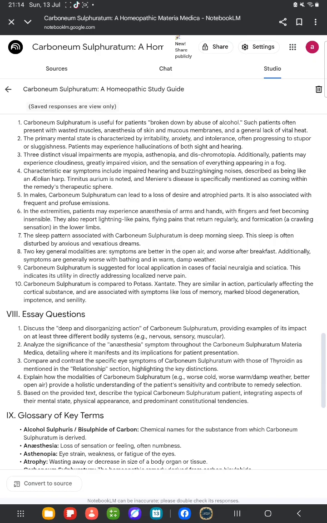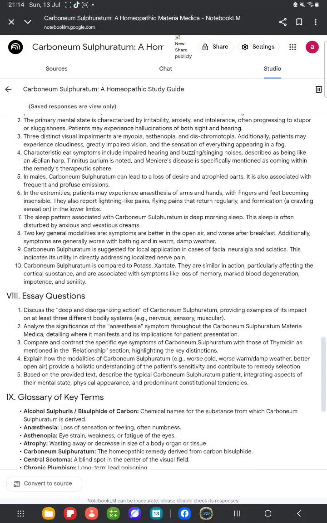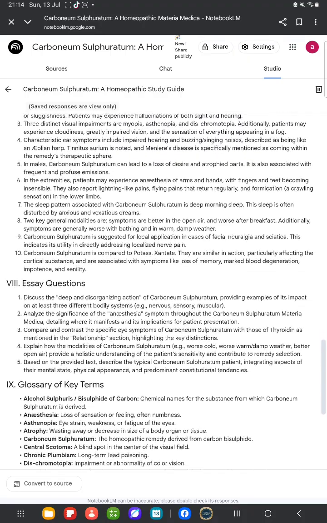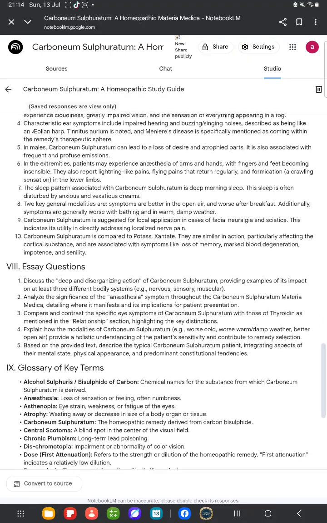And also sensitivity to warm, damp weather. That makes things significantly worse. Okay, better in cool, fresh air. Worse after eating, bathing, and in warm dampness. That gives a clearer picture.